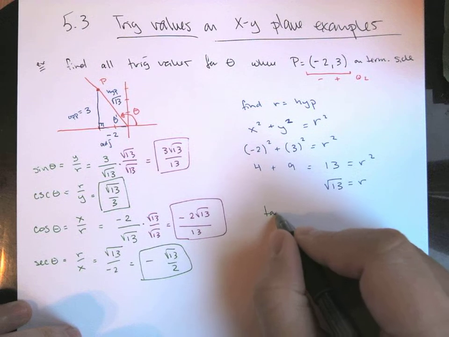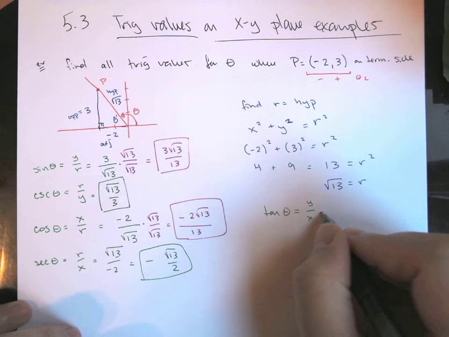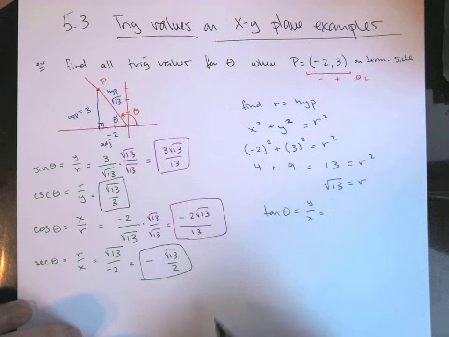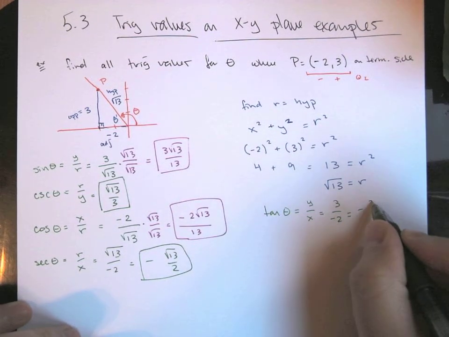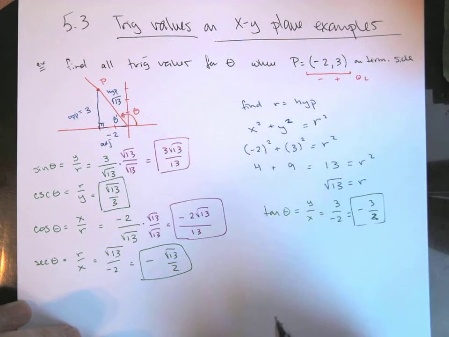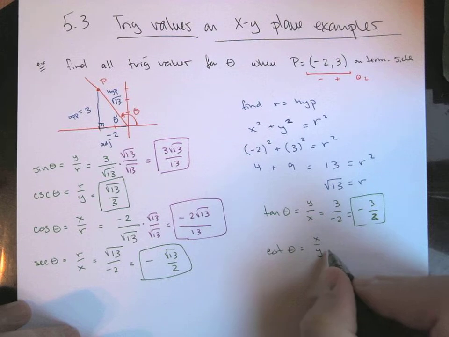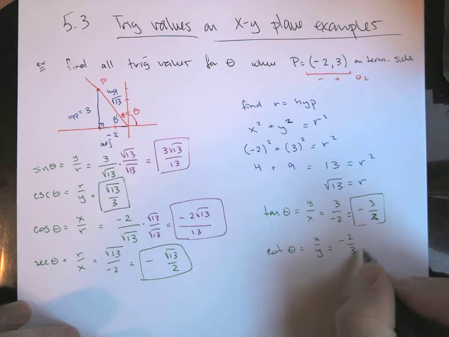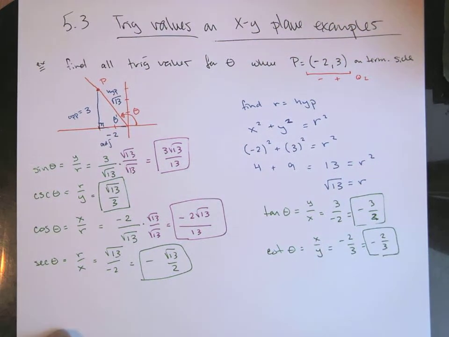Last two, tangent. That's y over x. The x's and the y's here are whole numbers, so that's going to be 3 over minus 2, negative 3 halves. No roots, so that's nice. Cotangent will flip it, x over y, so negative 2 thirds. So finding these is pretty fast.